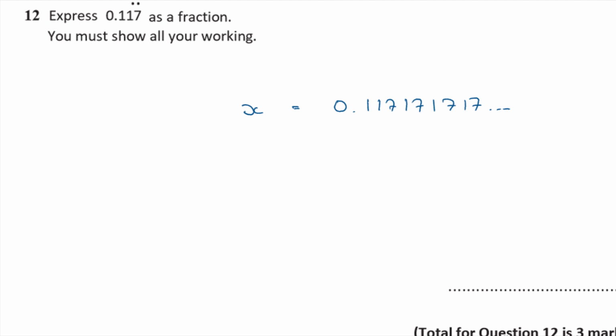Okay? Now, if I times that by 100 and get 100x, then that is going to shift my numbers along by 2 decimal points. So rather than having 0.117171777, I'm going to shift it along 2 points. So I'm going to get 11.717171717, and so on. Okay? Now you can see that this part here and this part here are identical.